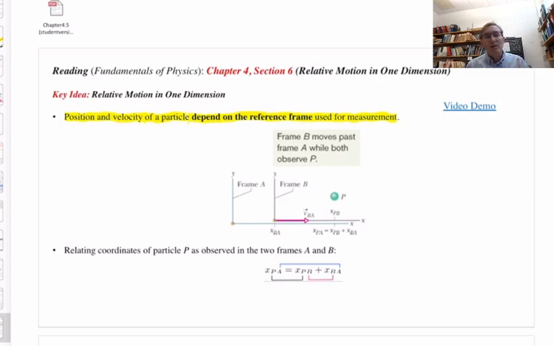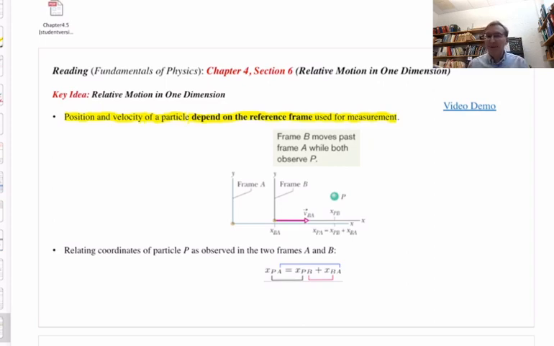Okay, in this section, we're going to limit ourselves to just one-dimensional motion. So we're only going to need one axis. We'll probably call it x. And we have a particle, maybe something like this piece of chalk. And this particle, we can measure its position at a given time once we pick a reference frame.